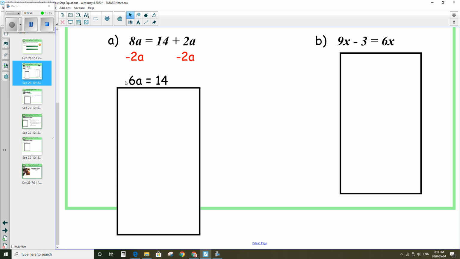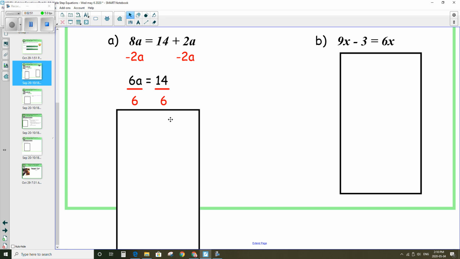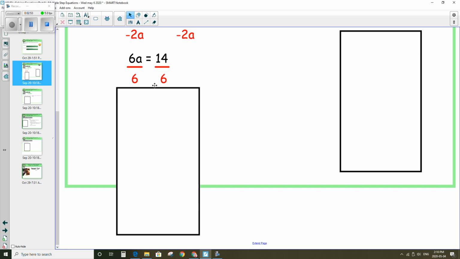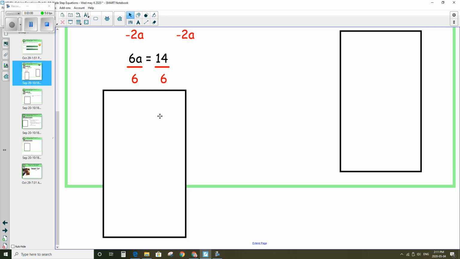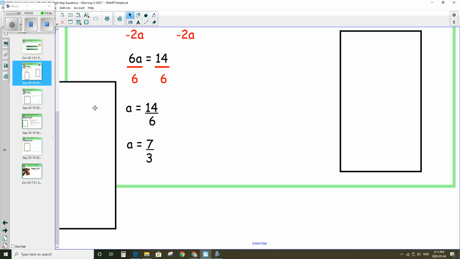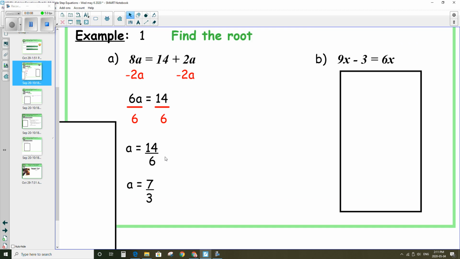Okay, now we have 6 multiplied by something is equal to 14. The opposite of multiplying is dividing, so I'm going to divide both sides by 6A. Sorry, by 6, not by 6A. By 6. 6 divided by 6 is 1, so we have A on the left-hand side, and then 14 divided by 6, we can simplify. Okay, reduce, divide the top and bottom by 2, which gives you 7 over 3. So 7 over 3 is the answer. Okay, that makes this equation true.